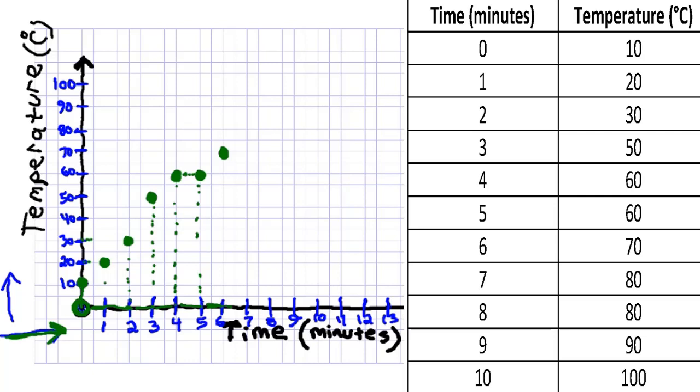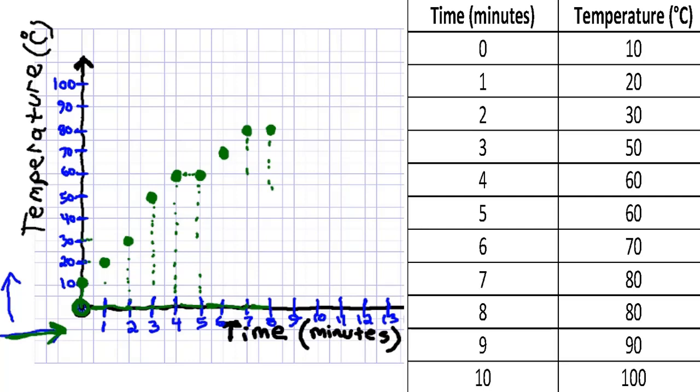So at 7 minutes on our timeline, we're going to go up to 80 degrees Celsius and make a dot right there. Now at 8 minutes, we're also going to have 80 degrees, so the temperature didn't change that time. So at 8 minutes on the timeline, we're also going to have a dot on the same amount line as 80 degrees. So those two are going to be even, just one's going to be at 7 minutes and the other one's going to be at 8 minutes.